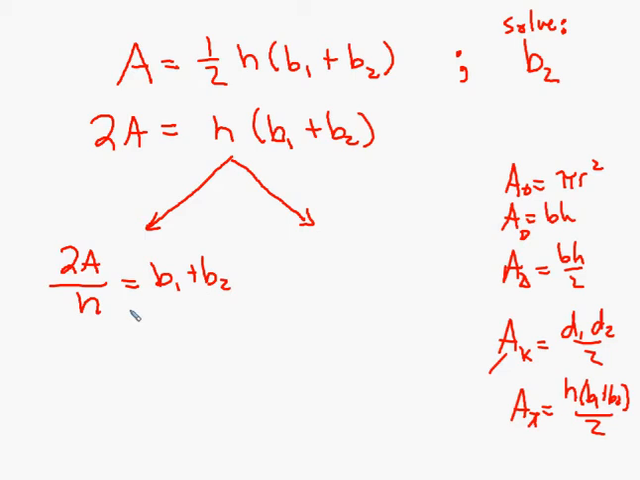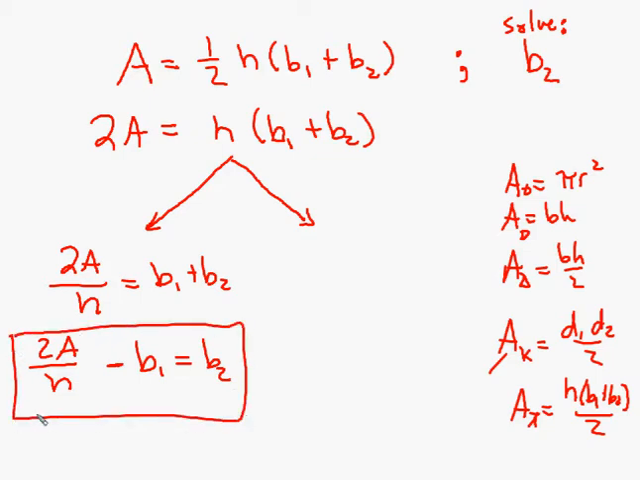Now what would I do to get b2 alone? The b1. Subtract b1. So I have 2a over h minus b1. That gives me b2. And this is correct. That's fine. When you're doing literals, there's often these little things that happen where you get an answer that might not be what I wrote, but it's correct.